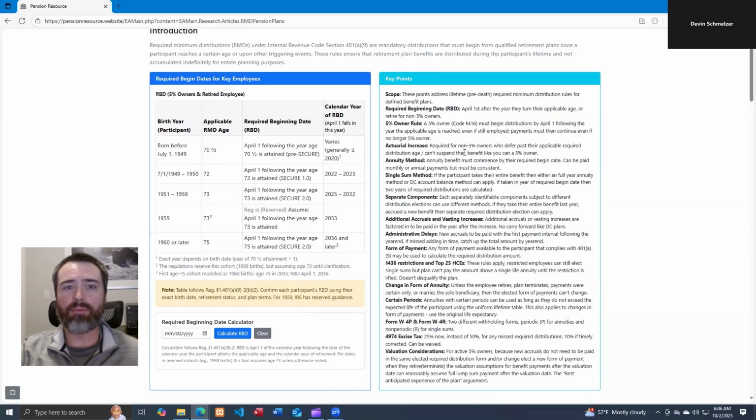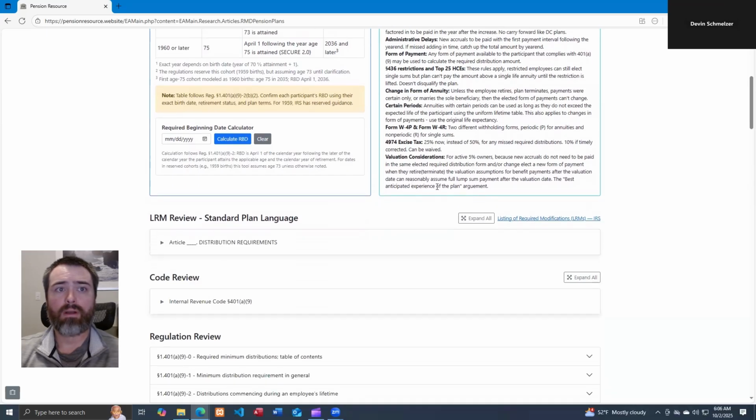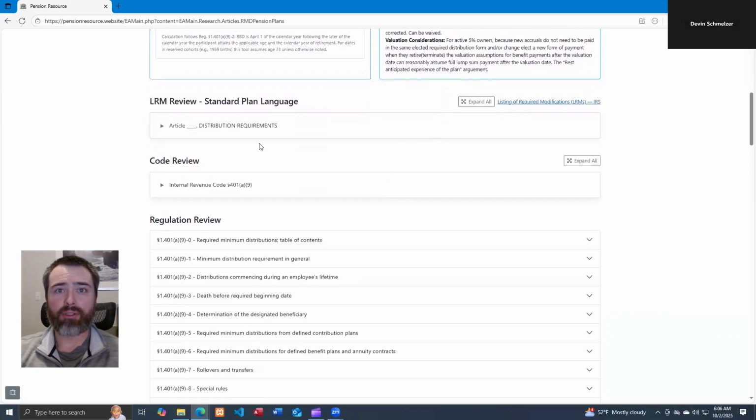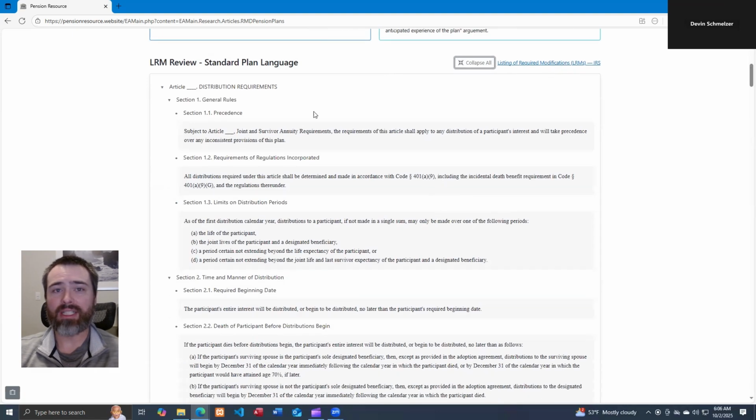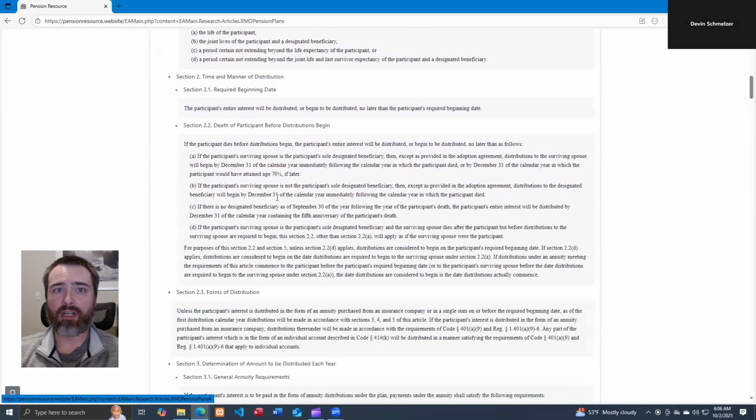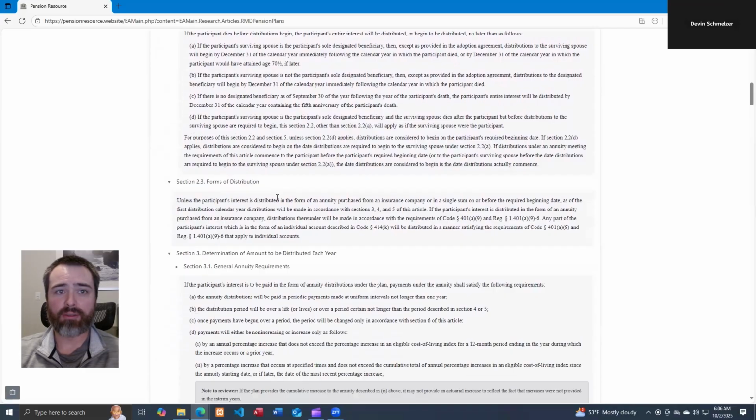Let's move on to the plan document language guidance. It is required that plan documents include language for required distributions. The general language is published by the IRS in their list of required modifications. This handout has the required distributions from the DB LRM pasted here in tree view for reference. The IRS updates the LRMs with each document cycle, and this one's from the latest DB cycle.